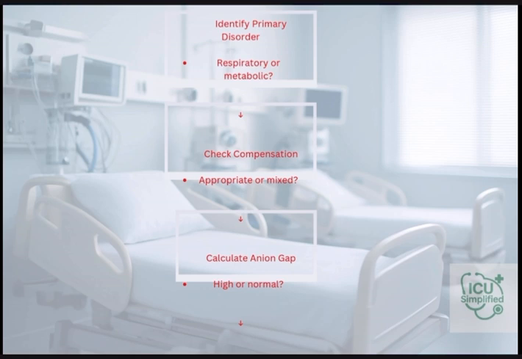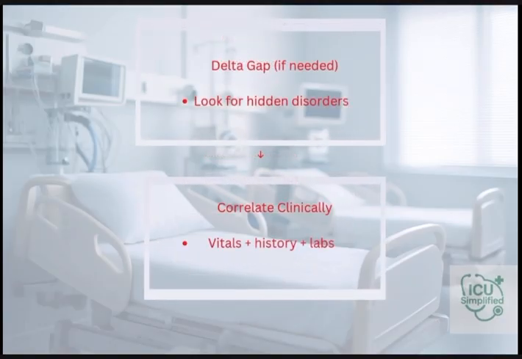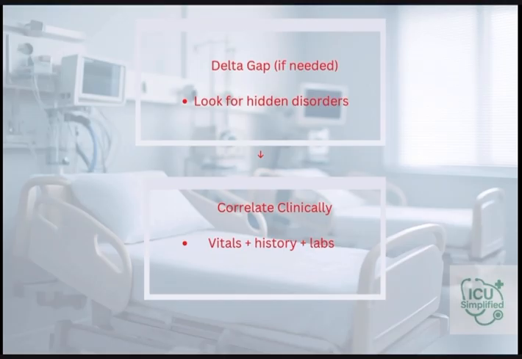After that, we calculate the anion gap to determine whether the metabolic acidosis is high anion gap or normal anion gap. If needed, we then use the delta gap to look for hidden metabolic disorders. And finally, we always correlate the ABG clinically, integrating the values with the patient's vital signs, history, and other lab findings. Following this sequence consistently makes ABG interpretation logical and reliable.